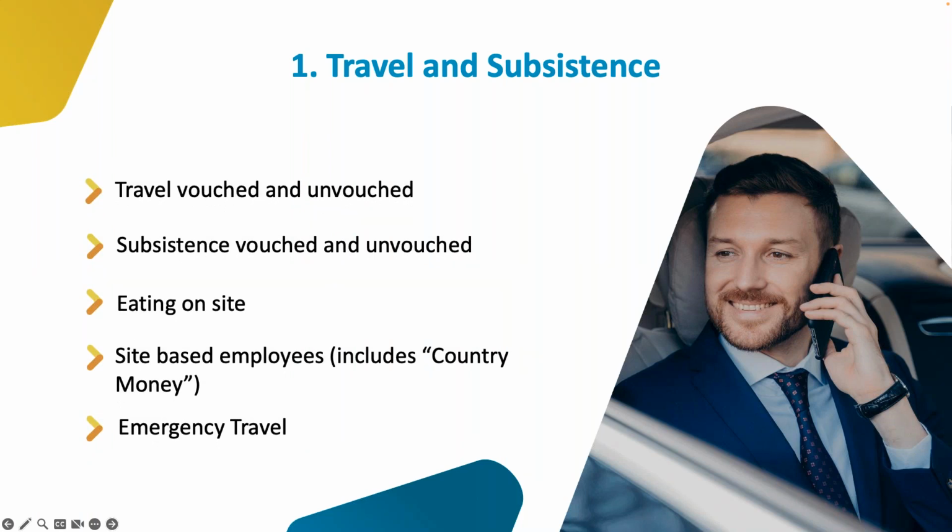So these include travel vouched, travel unvouched, subsistence vouched, subsistence unvouched, eating on site, site-based employees, and this includes country money, and emergency travel. Vouched expenses are those for which supporting documents or receipts are provided as evidence. Unvouched expenses, on the other hand, are when there are no receipts or other supporting documents provided.